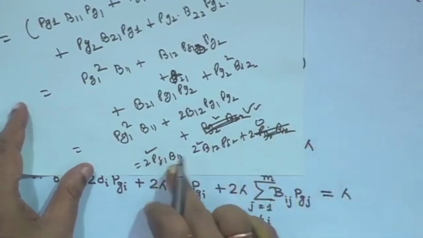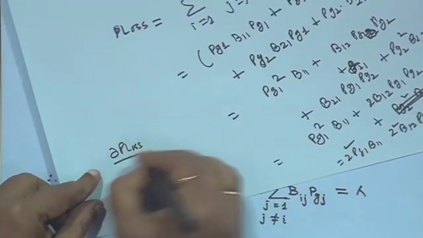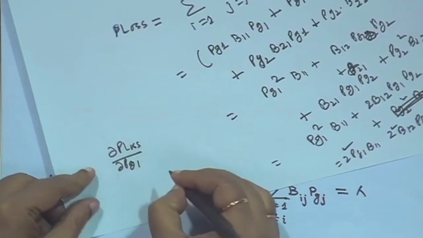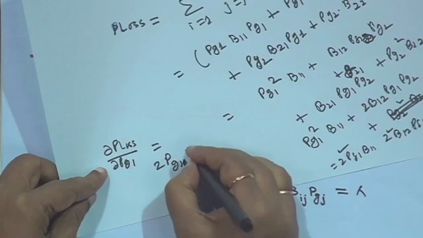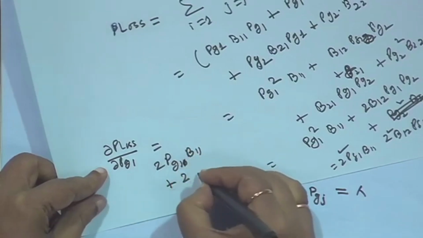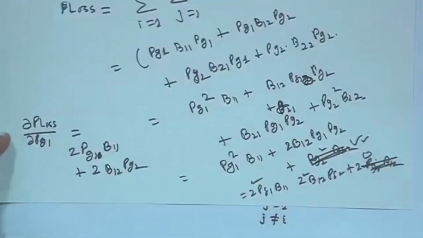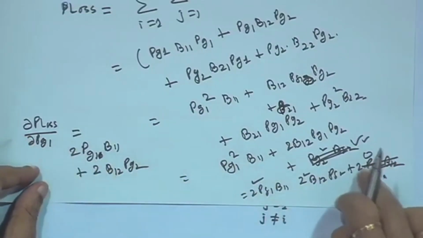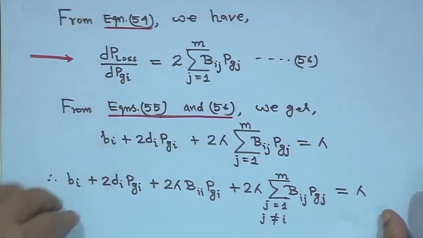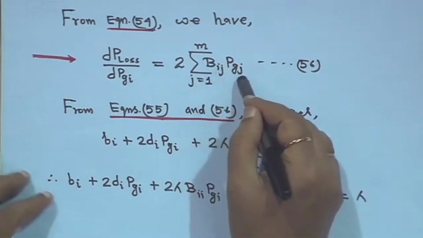So, it will be 2 Pg1 B11. I am just writing, in this case del P loss by del Pg1 is equal to 2 Pg1 B11 plus 2 B12 Pg2, right. So, actually it is Pg2, and its derivative will be 0 with respect to Pg1. So, it should not be there. That is why this equation has become the sum over j is equal to 1 to m of Bij Pgj.